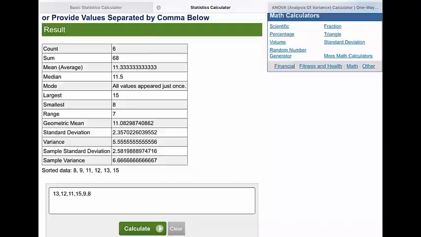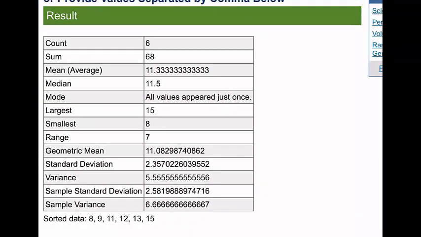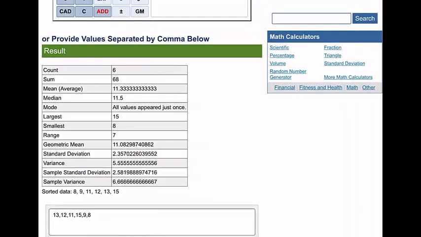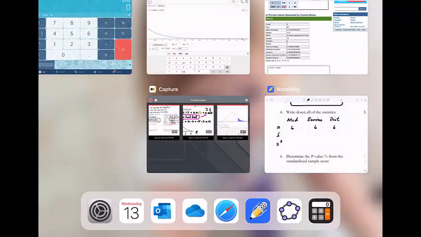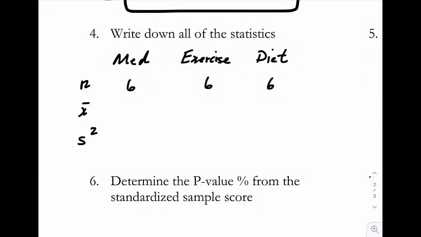So our count is 6, our average is 11.3 repeating, or 11 1/3. That very last one, you don't want the sample standard deviation, you want the sample variance there. The 6.6 repeating, or the 6 2/3. We'll just cap those off since those are repeating decimals. So those are my stats for the medication group. I want the sample size, sample mean, and the sample variance. So let me just jot down those numbers. For the sample mean, 11.33. I went two places there because it's dealing with whole number data. And the next one, 6 2/3 or 6.67.